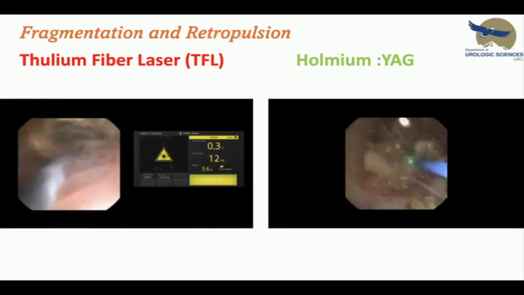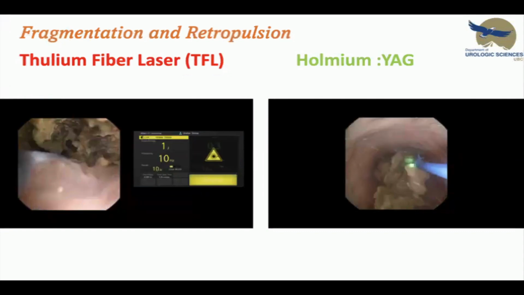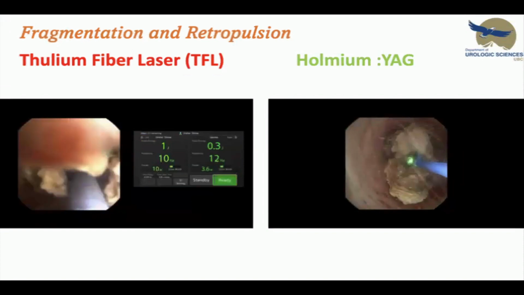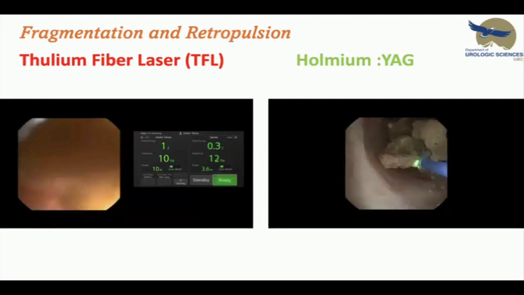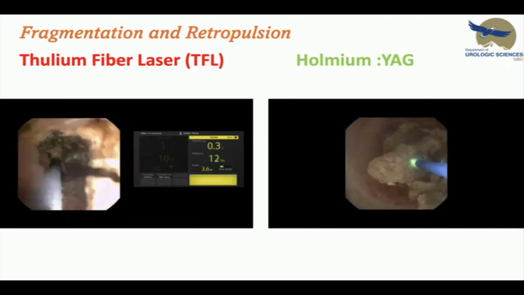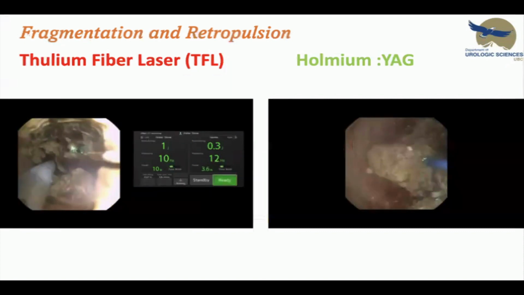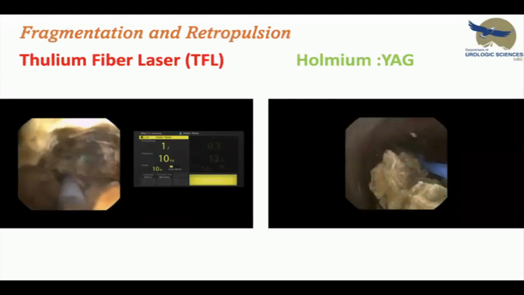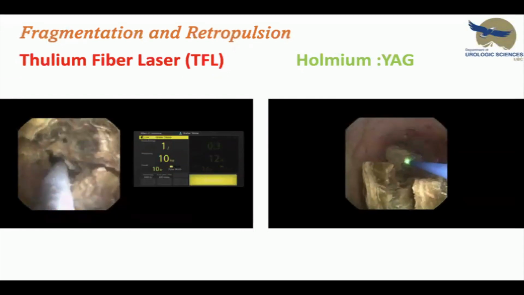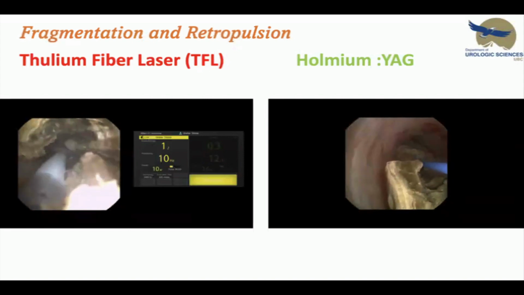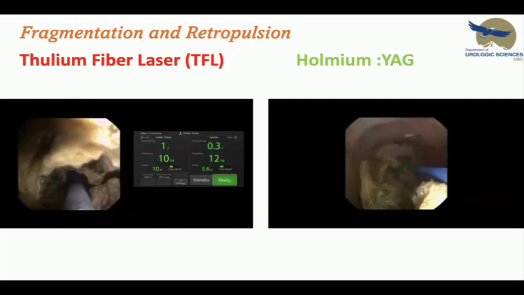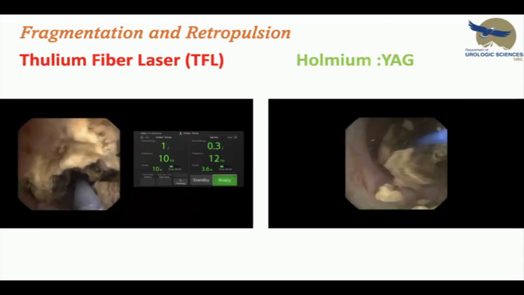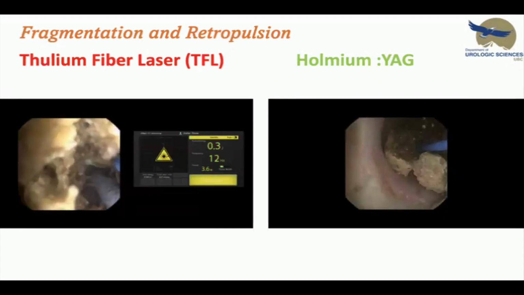This is on the left side an impacted ureteric stone, and a ureteric stone on the right side too. Holmium on the right, thulium on the left. We kind of see how the thulium fiber laser is melting the stone more than fragmenting, while Holmium YAG has more peak power to fragment.